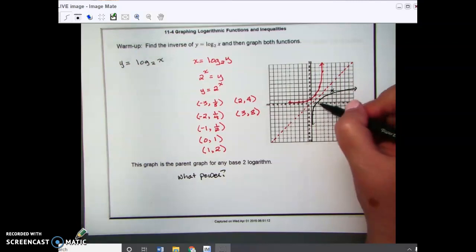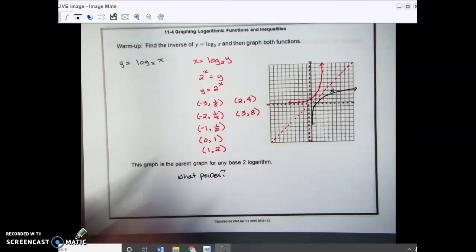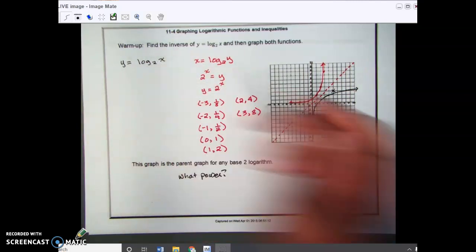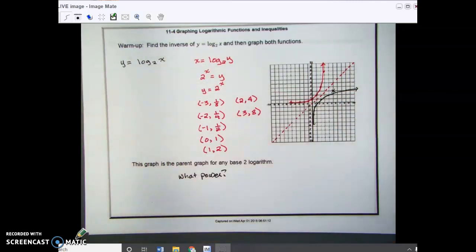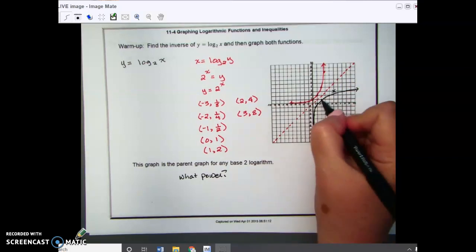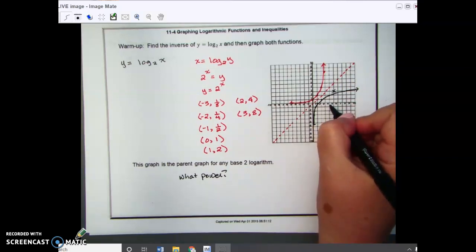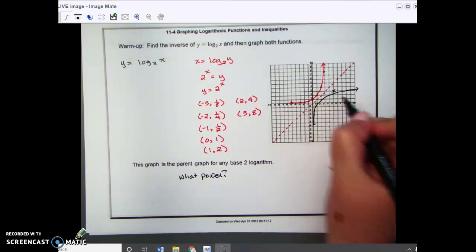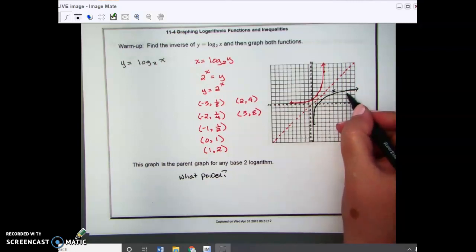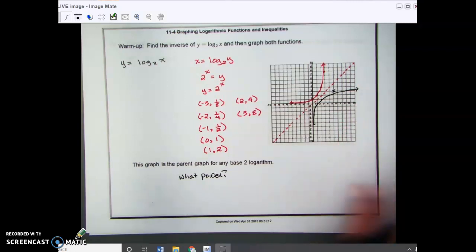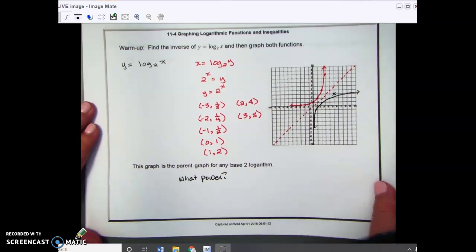So for example, what power of 2 gives me a number? We'd say what power of 2 gives me 2, and that would be the first power. What power of 2 gives me 4? That would be the second power. What power of 2 gives me 8? And that would be the third power. So that's another way that we could go about graphing that.